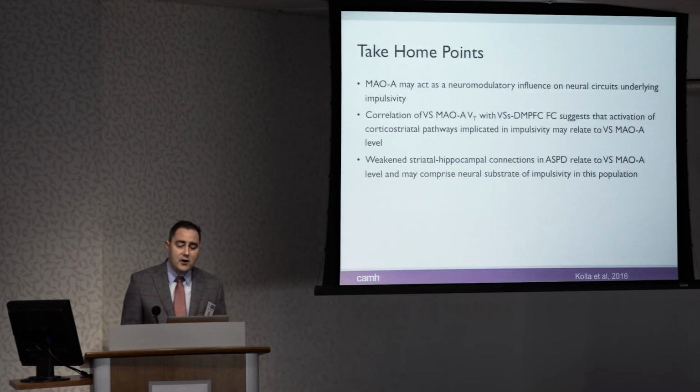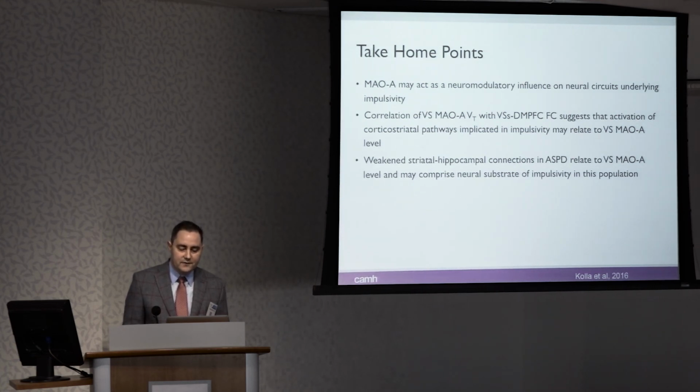So takeaway, MAOA may be a neuromodulatory influence on neural circuits underlying impulsivity. The correlation of ventral striatum MAOA distribution volume with the ventral striatum superior dorsal medial prefrontal cortex functional connectivity suggests that activation of corticostriatal pathways implicated in impulsivity may relate to level of MAOA in the ventral striatum. And weakened striatal hippocampal connections in ASPD relate to ventral striatum MAOA level and may comprise neural substrates of impulsivity in this population.